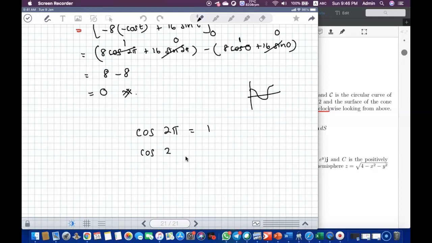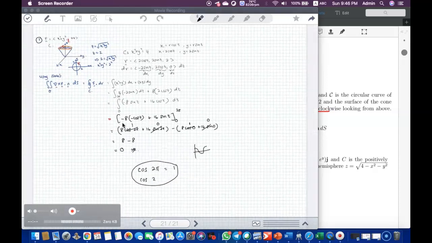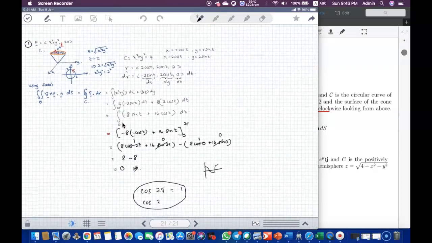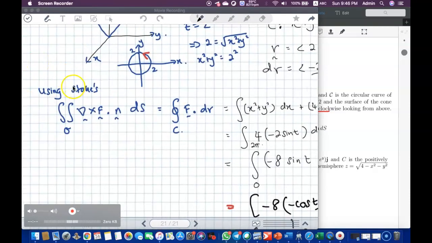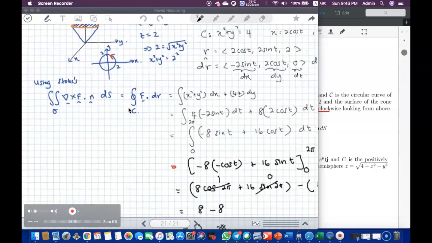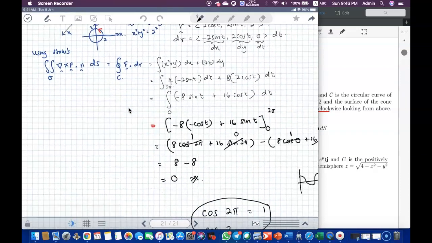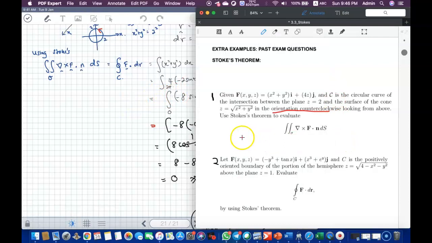Be careful when you want to compute the trigonometric function. Okay, so in this case, we obtain the line integral, where the question here is asking for surface integral, but since they're asking about using Stokes, you have to show your work using line integral, and for this we obtain the answer is 0. Okay, so you can have 0, you can have negative, you can have positive value. Right, so that is the answer for question 1.